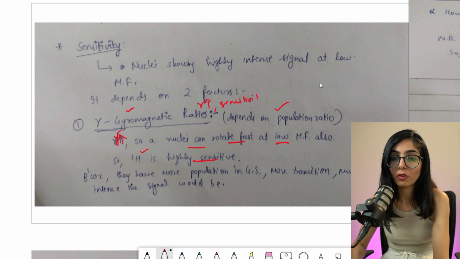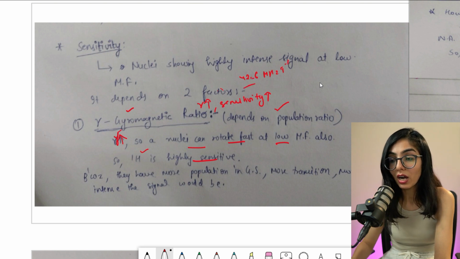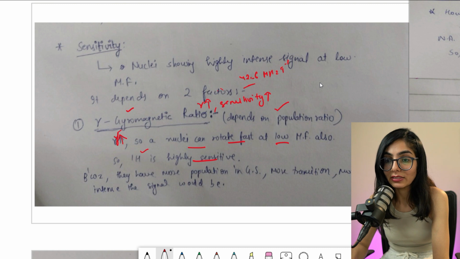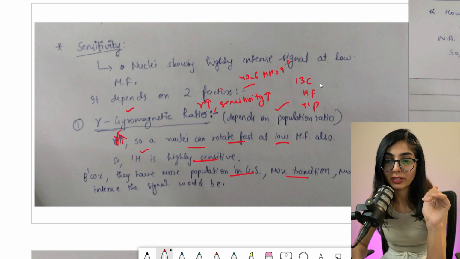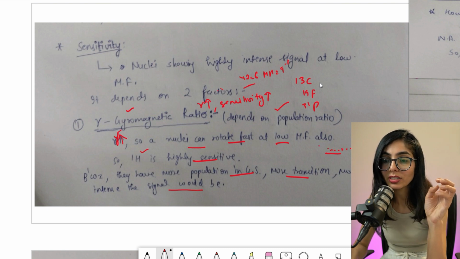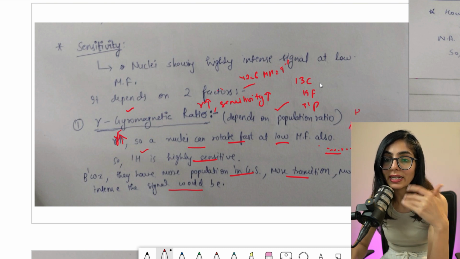And we know that gamma of hydrogen is 42.6 megahertz per Tesla. And you can see that is more as compared to the other nuclei like 13C, 19F, 31P. Fine. So hydrogen is sensitive because they have more population in ground state, more transitions, and the more intense the signal would be. Because in hydrogen, more population is there in ground state. You will get the reason also why there is more population in ground state, that the relation is with abundance. So there is more population in ground state, so more transitions will be there in case of hydrogen, so more intense will be the signal.